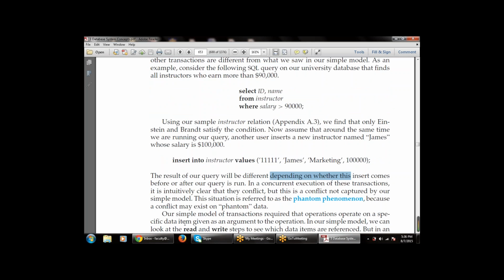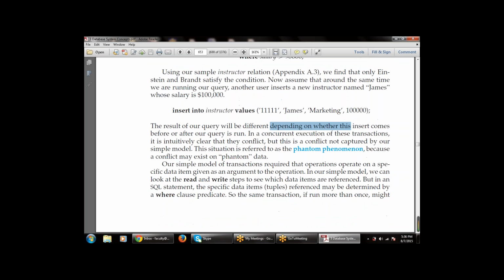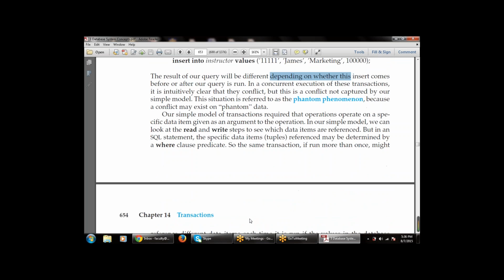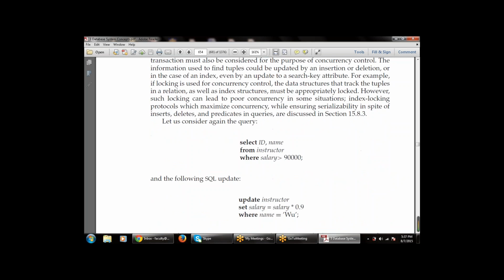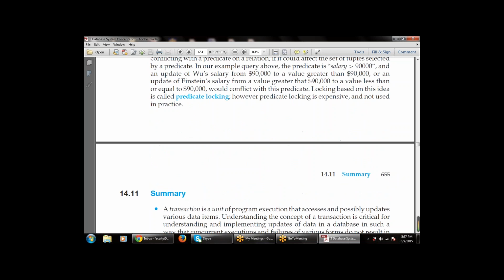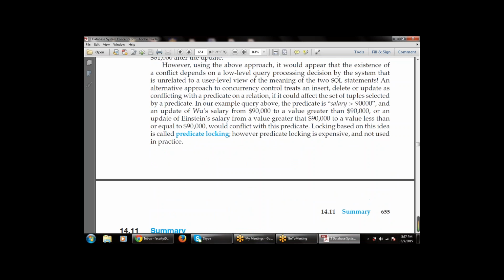In our simple example of a transaction, the transactions must operate on a specific data item that is given as the argument to the operations. There are two operations used, the read and the write steps. One of the best ways to deal with the problem is to recognize that it's not sufficient for concurrency control to consider only those tuples that are accessed by the transaction. The information used to find the tuples that are accessed by the transaction must also be considered for the purpose of concurrency control. Next is predicate locking, that is, we can lock the content that is available in the predicate.